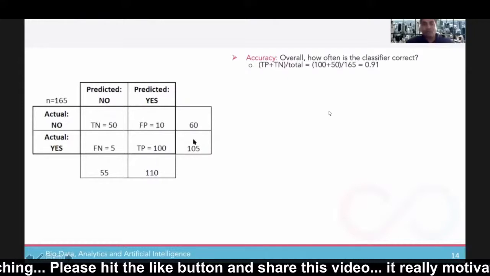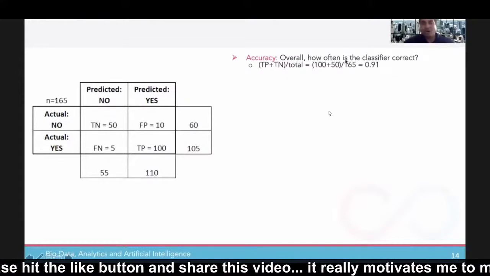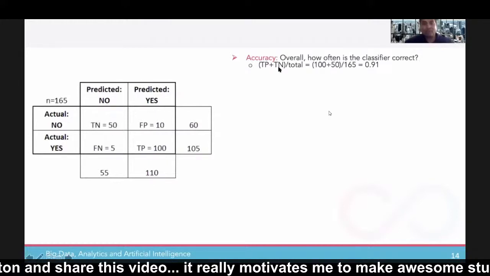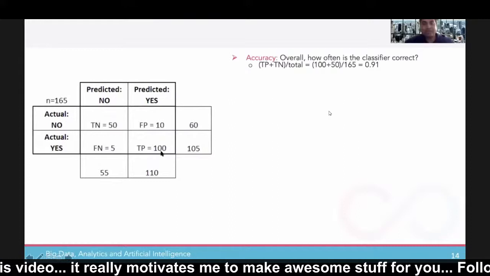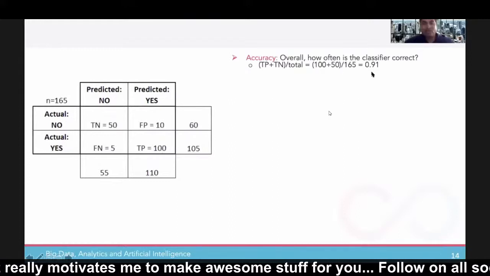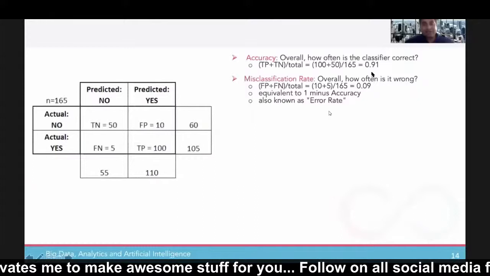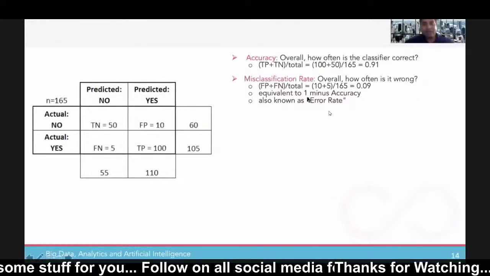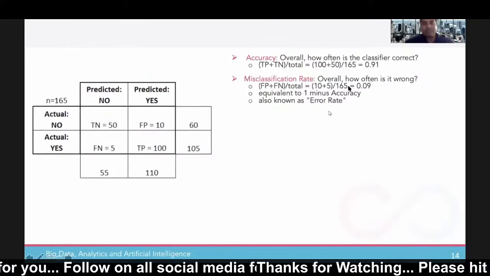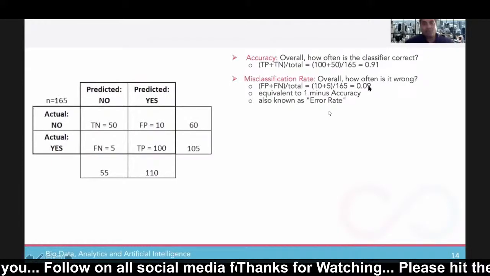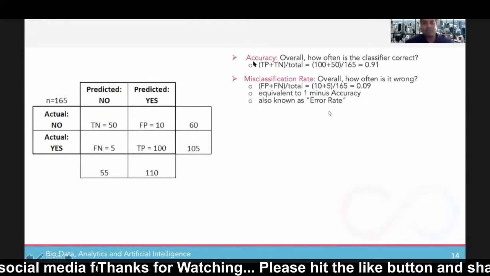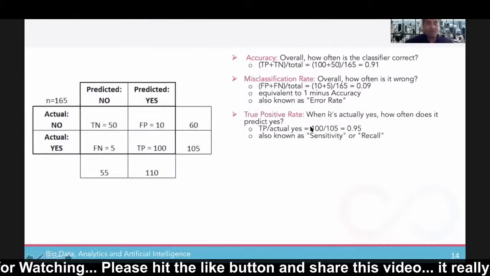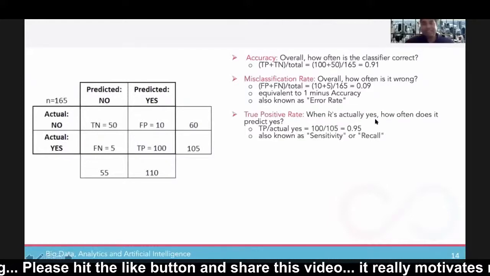Now the accuracy: overall, how often is the classifier correct? True positive plus true negative divided by total, meaning 150 divided by 165, which is 0.91. Now the classification error is false positive plus false negative, 10 plus 5, divided by 165, which is 0.09. If you know the equation, it is the opposite of accuracy, 1 minus accuracy, also known as the error rate.